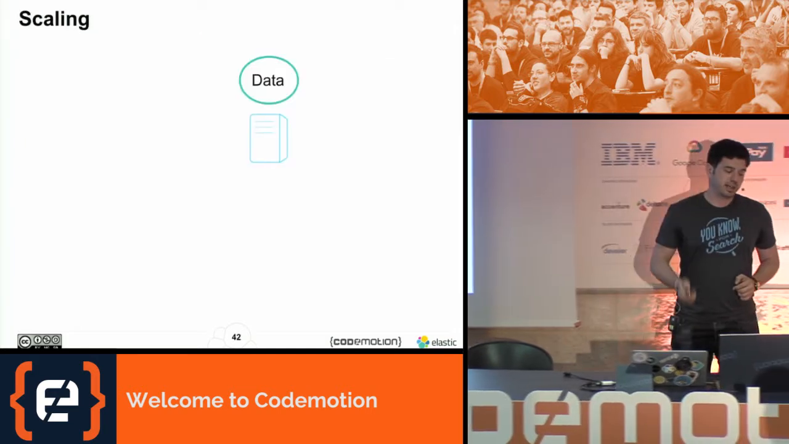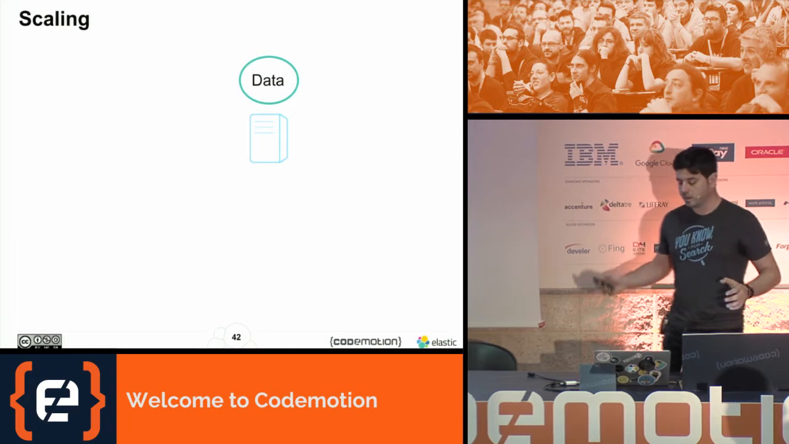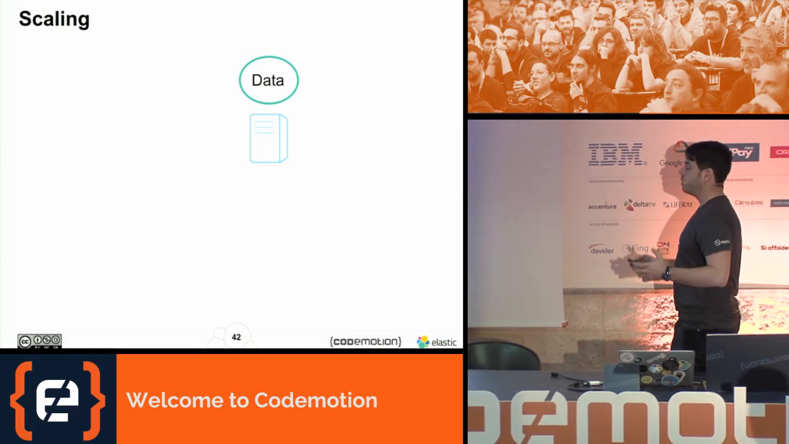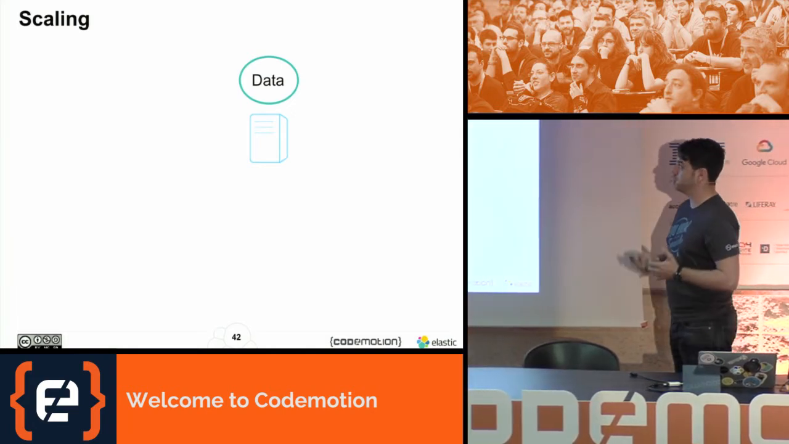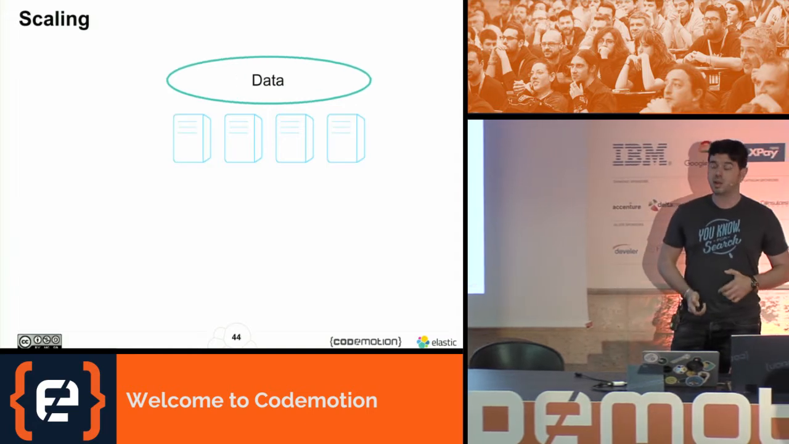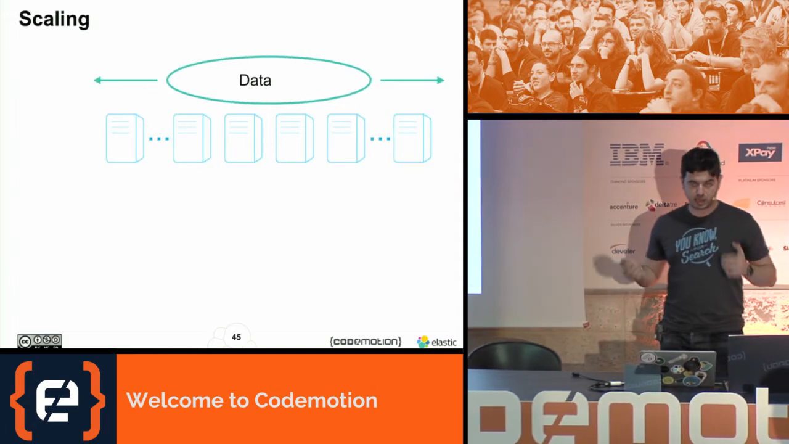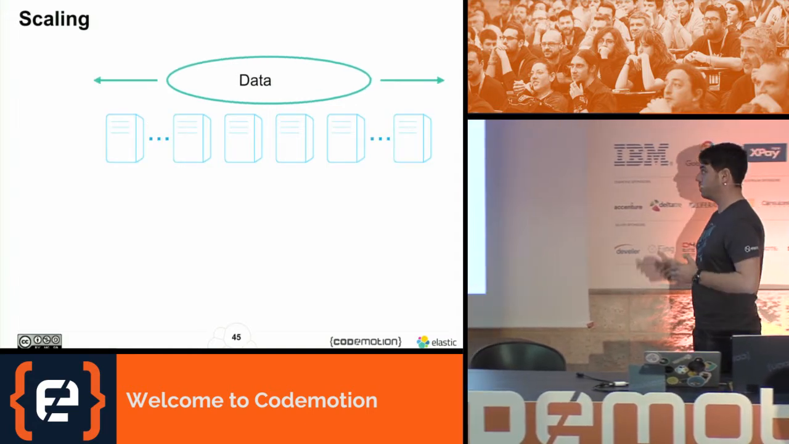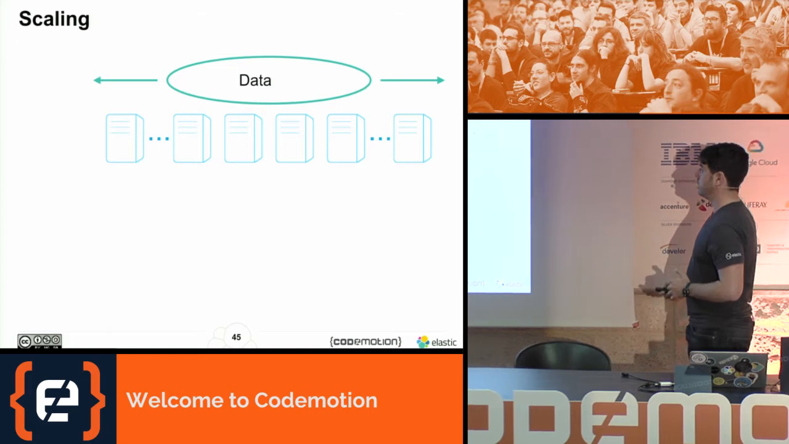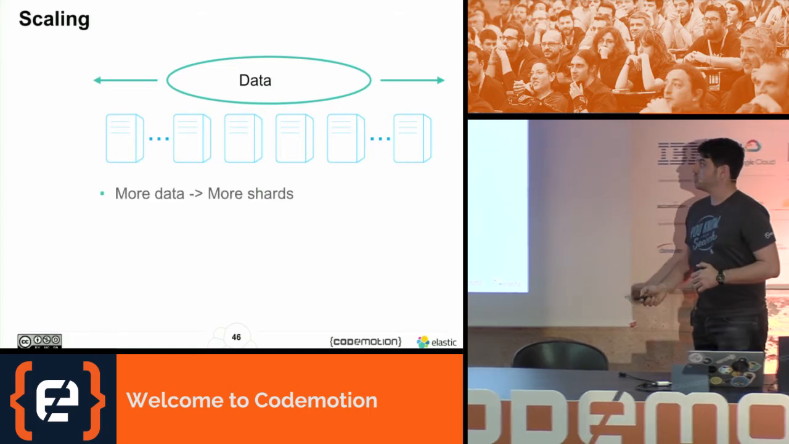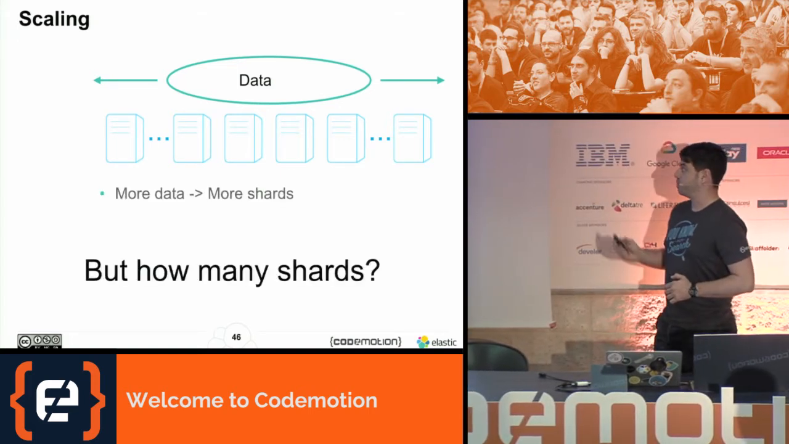So we say sharding is the way to scale how the data is distributed and served. However, when you increase the number of shards, you probably also want to increase the hardware. So as your data grows, you can add more nodes to your cluster, and that's how you scale the data in Elasticsearch. More data, more shards, but how many shards?